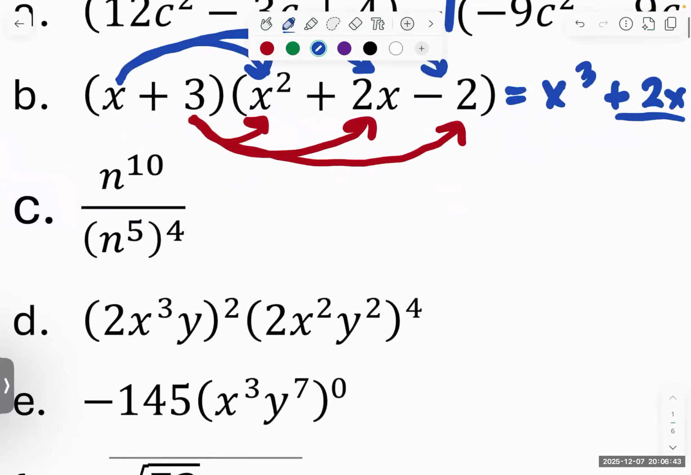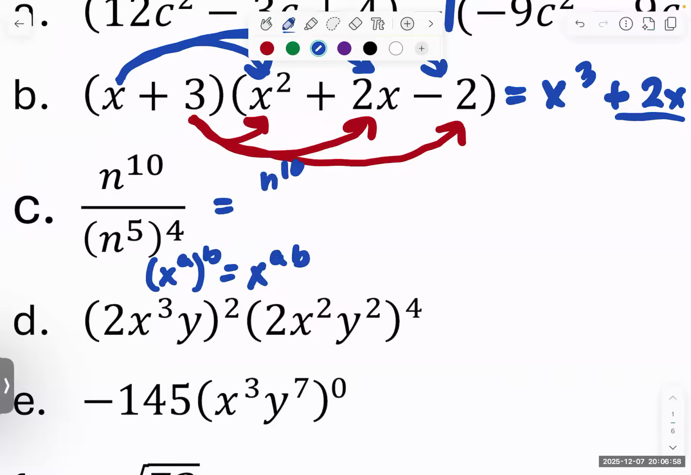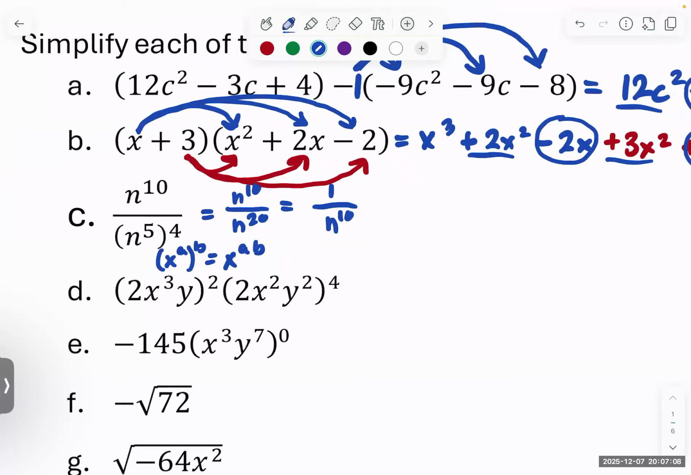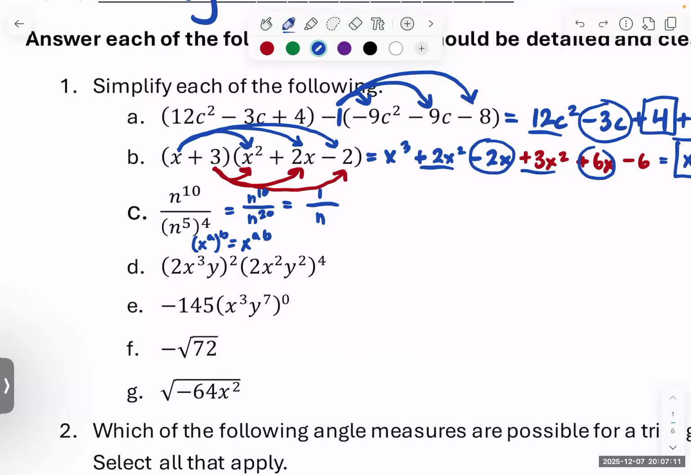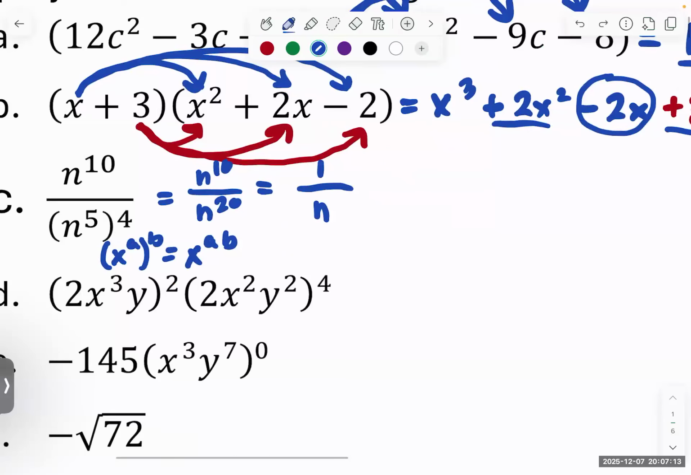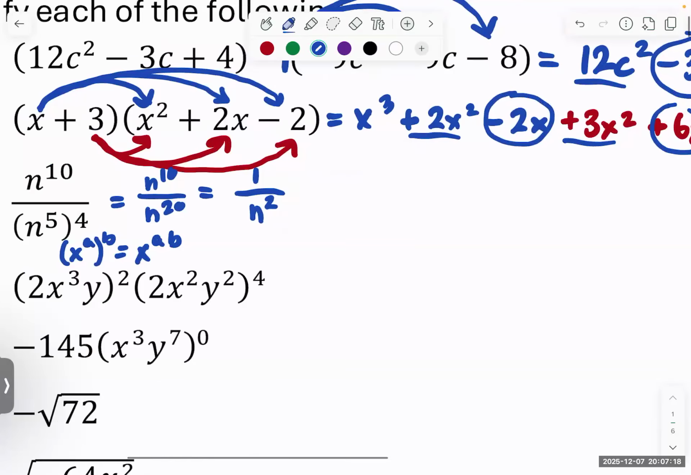Next for this one, you need to simplify this right here. This is the same thing as x to the power a, to the power b, is equal to x to the power ab. So this is equal to n to the power 10 over n to the power 20, and that reduces to 1 over n to the power 10. Oops, no. 1 over n squared. My apologies.